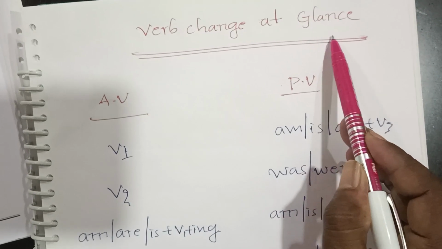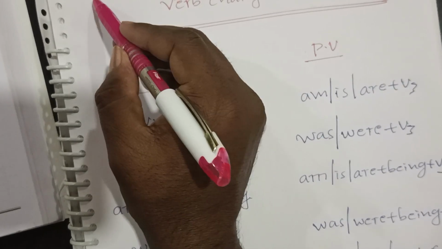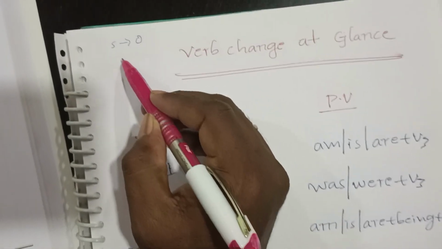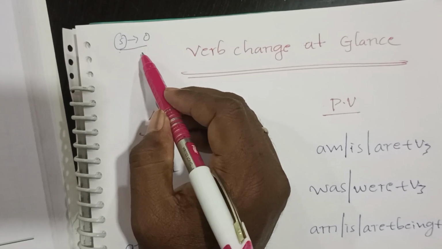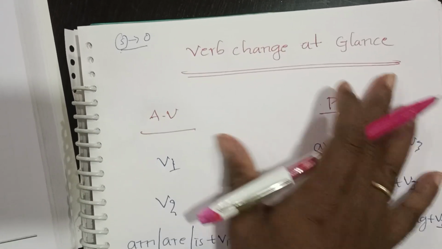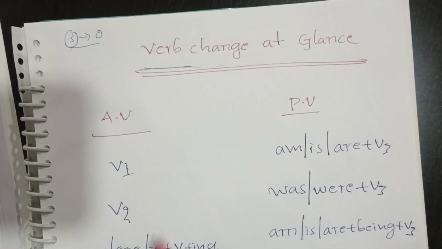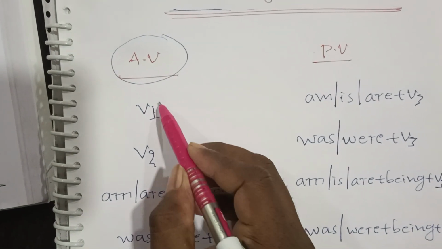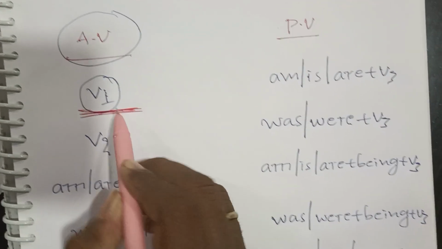Verb change at a glance. One more important thing: we discussed how the subject will change into object, and what the pronouns change to as objects. So we just discussed that. Next, the most important thing is the verb. Okay, verb change at a glance. For example, in active voice, the sentence has a verb one.